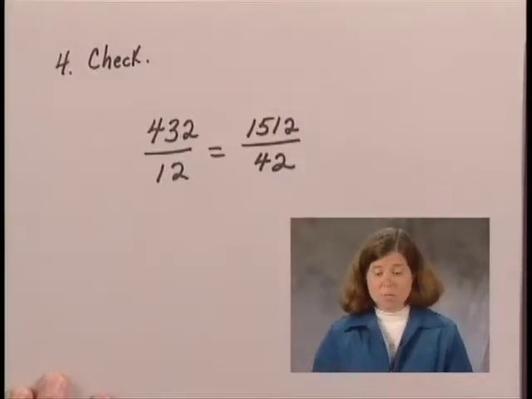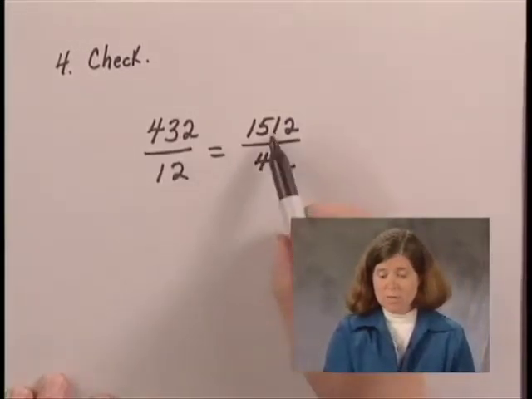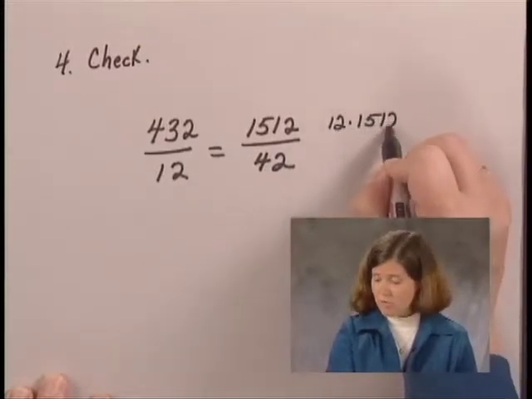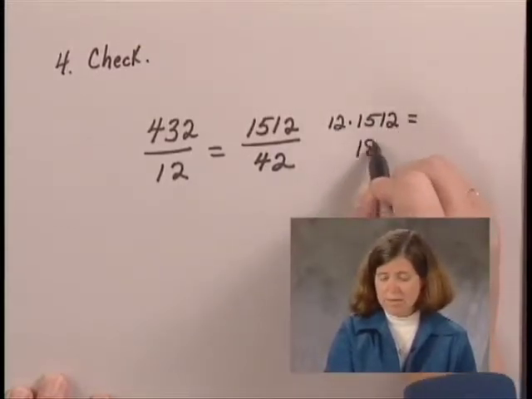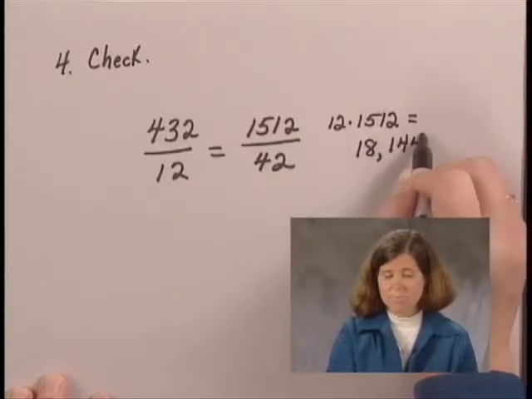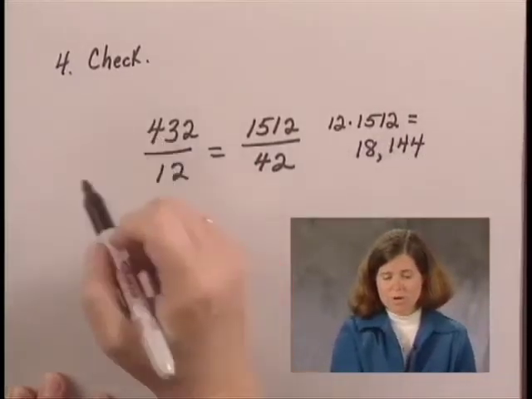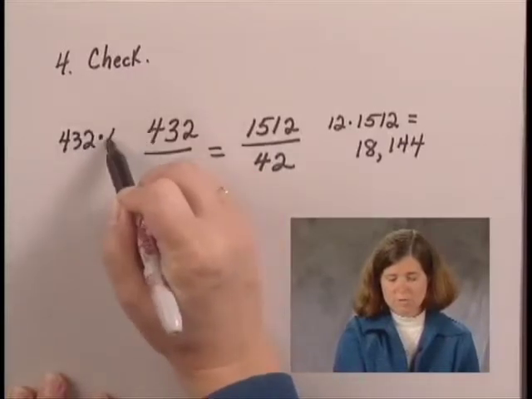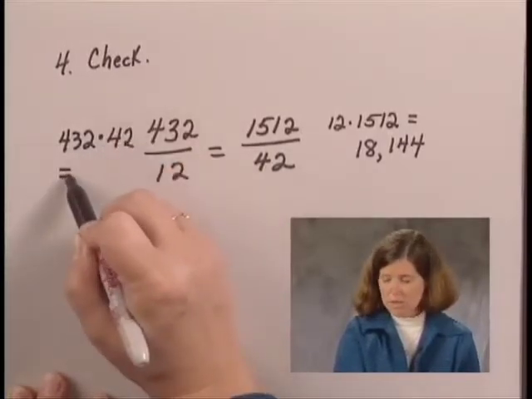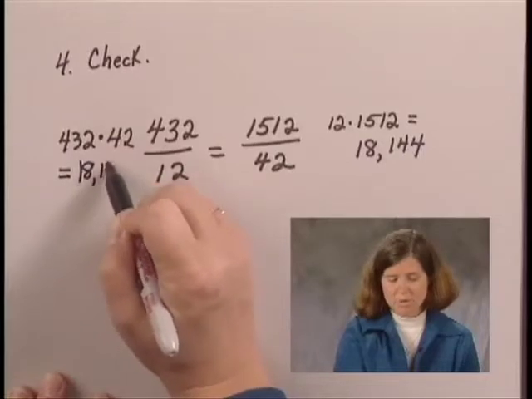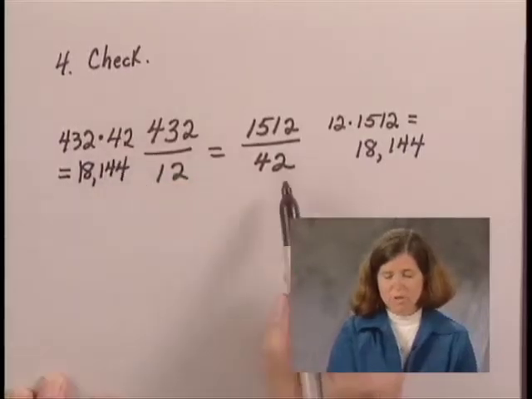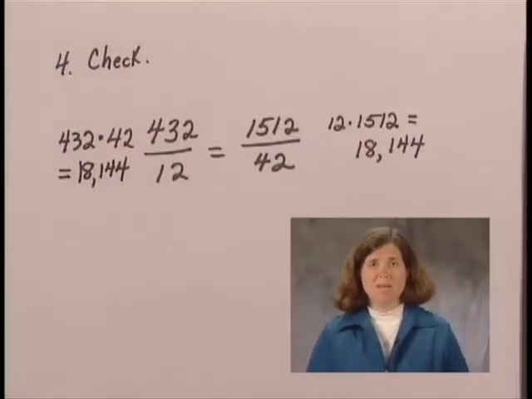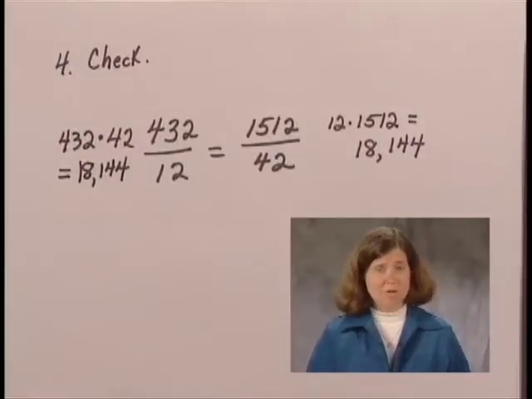Let's check the cross products. 12 times 1,512 equals 18,144. 432 times 42 equals 18,144. So the cross products are equal, which means that our solution 1,512 does check.